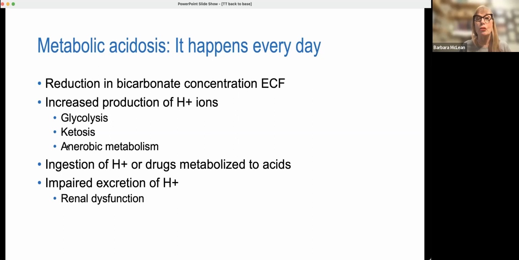Okay, increased production of hydrogen. This is the big one. Glycolysis. So that means any patient who's breaking down glucose, any patient who has high carbohydrate metabolism, any patient who's breaking down fats, ketosis, and any patient who is metabolizing at a rate that exceeds the available oxygen. And that, of course, is anaerobic metabolism. So really critically and profoundly important. Now, reduction of bicarb concentration typically occurs when we talk about somebody who's got impaired kidney dysfunction, also impaired liver dysfunction. So they don't have normal bicarbonate concentrations.